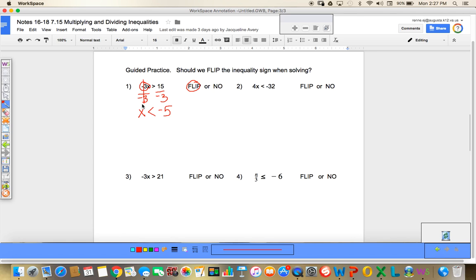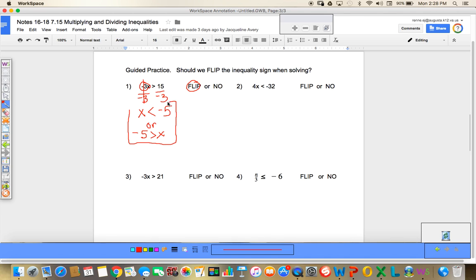Now, I'm going to review how to check multiplication inequalities in just a second, but let's talk about another way to write this. x is less than negative 5. Or, if we read it from the number, it can be negative 5 is greater than x. So these two inequalities are the same thing.